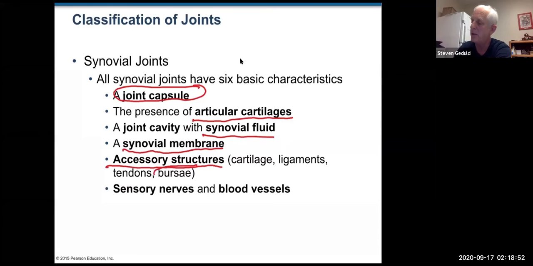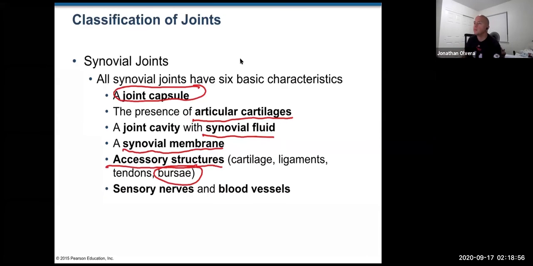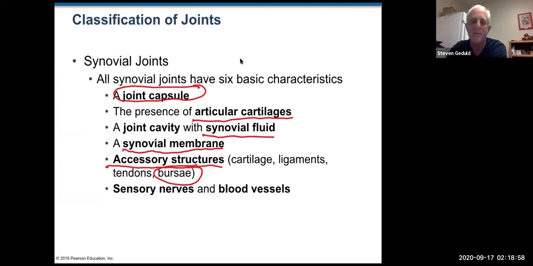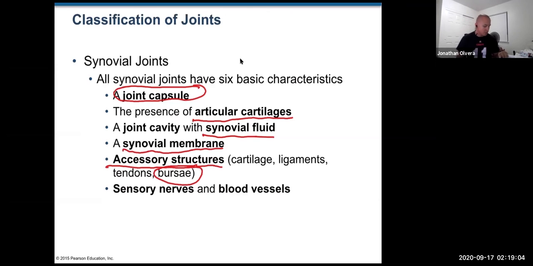What's a bursa? A bursa, by definition, is a fluid. Perfect. You got it. It's a fluid-filled sac. That's what a bursa is. When it gets inflamed, that's characterized as bursitis.